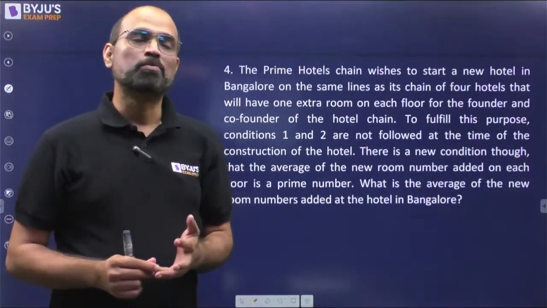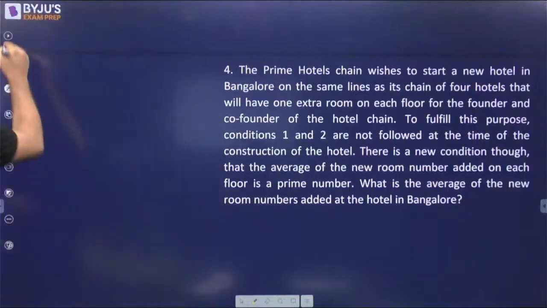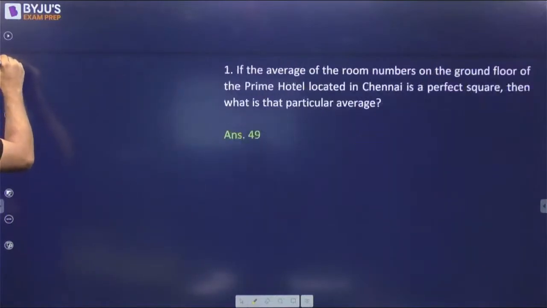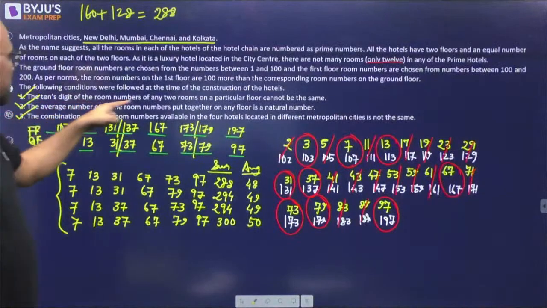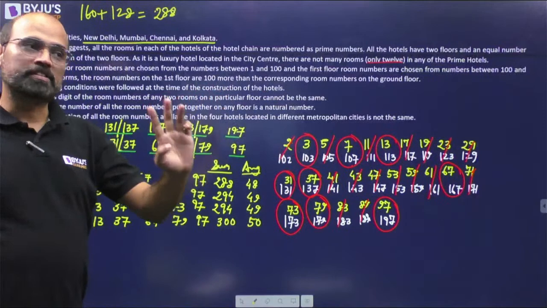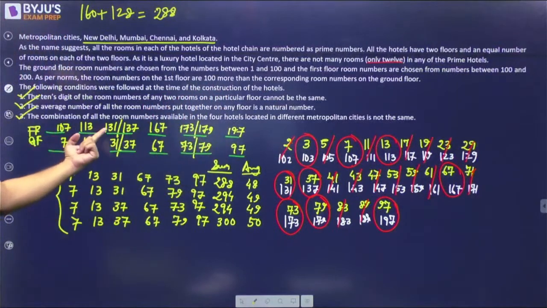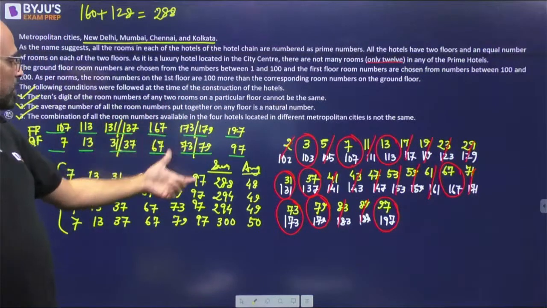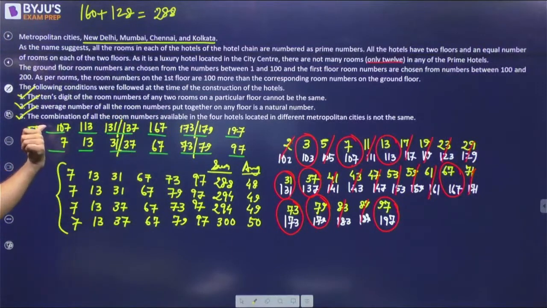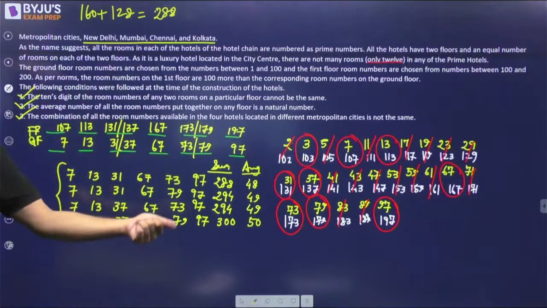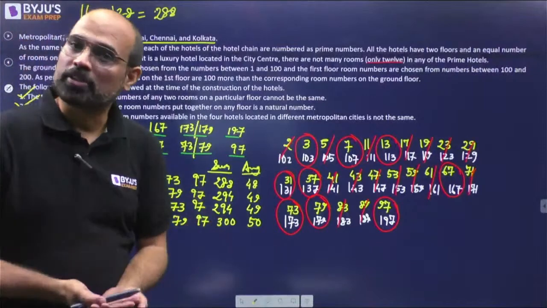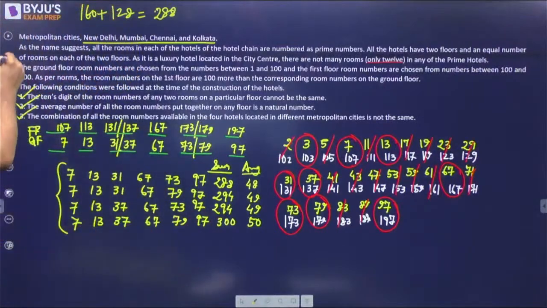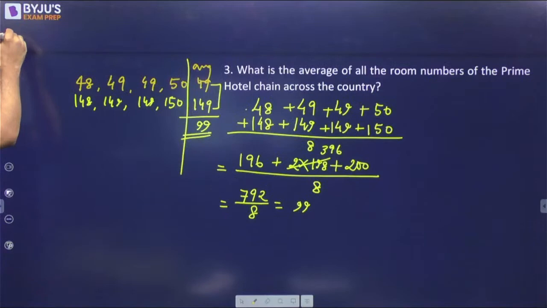Obviously, what was the condition 1? 2 तो याद है मेरे को. 1 क्या था? Condition 1 was 10th digit of a particular floor cannot be same, which means अब आप 131, 173 का combination तो ले रहे थे, you can repeat, as in you can have 131 and 137 both, right? And second rule was average number of all the rooms is not necessarily a natural number, right? So ये दो conditions जरूरी नहीं है.